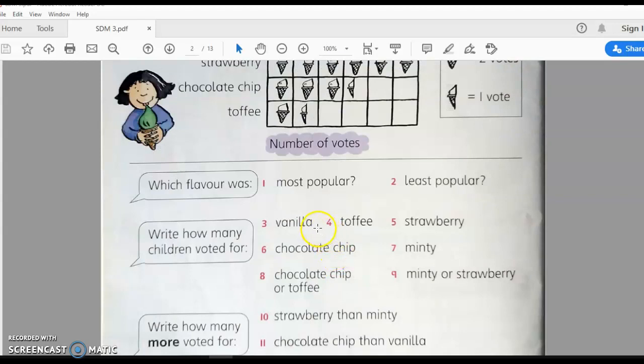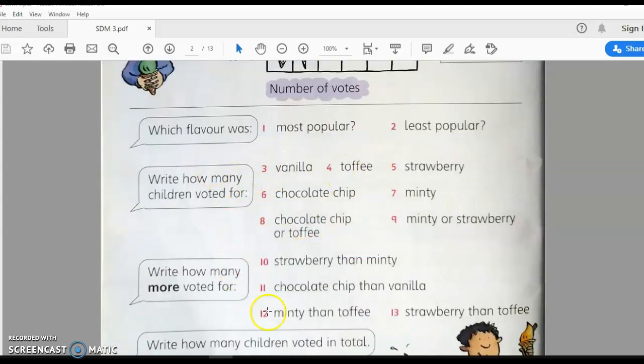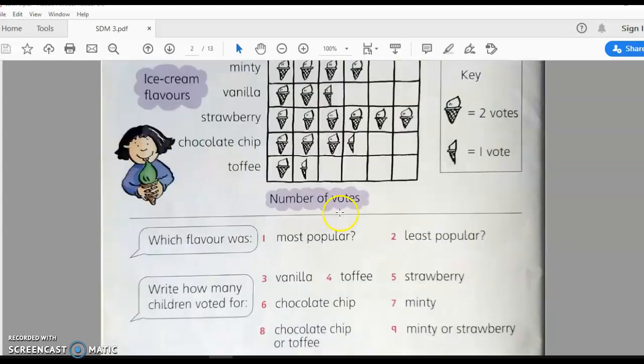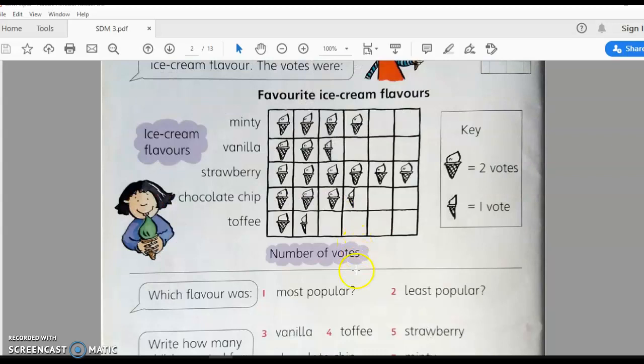If we scroll down, if we look at the bottom picture, now we have the questions, okay? Which flavor was most popular? Now, we don't even need to count for this, okay? Because by just looking at the pictograph, this is like a bar graph, okay? Very similar, actually. By just looking at it, without even needing the key, we just know that one of these flavors is the most popular. Which one is the most popular, according to you? Yes, the strawberry is the most popular because it has all these votes, okay?